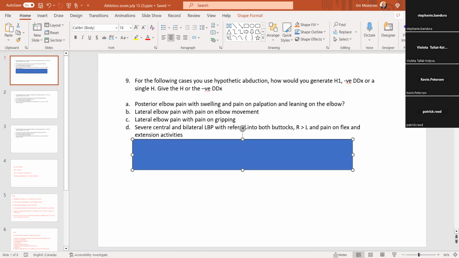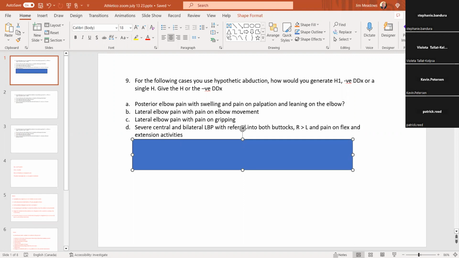So you really can't look at availability bias because if you've never seen it before, it's not available to you, unless you've just done a course on bursitis, olecranon bursitis, then it's available. So availability bias isn't a real problem. So this is a perfectly reasonable one to pick single hypothesis.